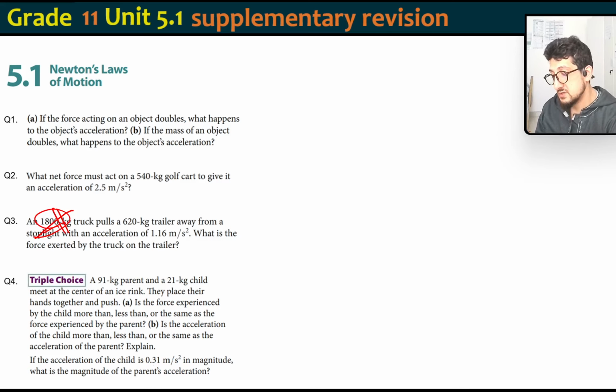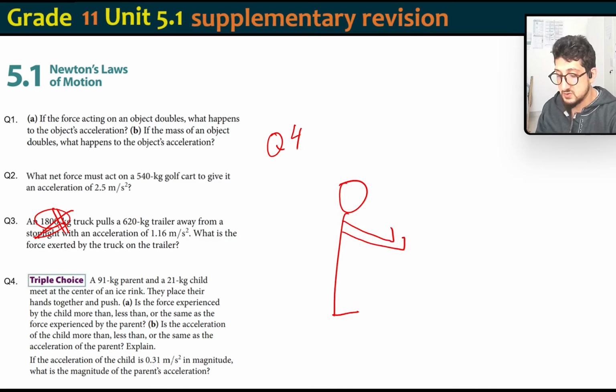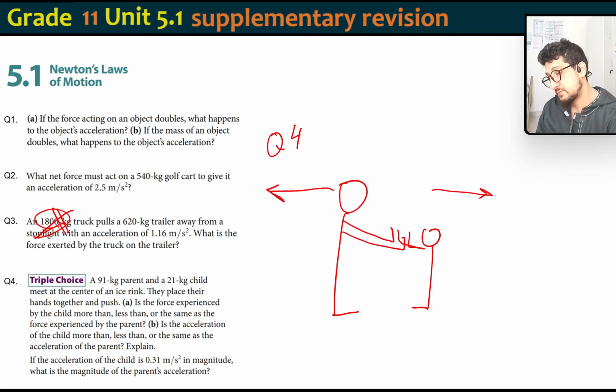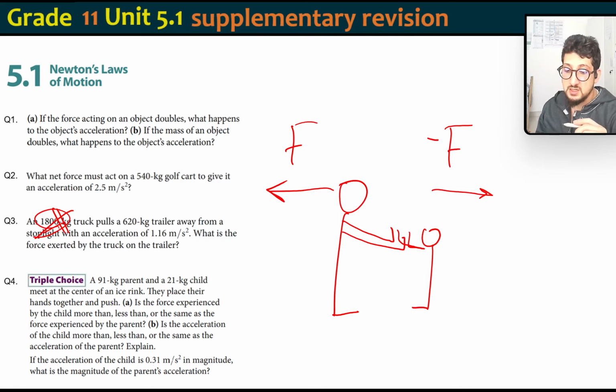Question 4 says, a 91 kilogram parent, this example has come to us so many times, and a 21 kilogram child are sitting in the center of an ice rink. They place their hands together and push, so they push each other apart. Is the force experienced by the child more than, less than, or the same as the force experienced by the parent? Well, I can tell you right now, Newton's third law says for every action there's an equal and opposite reaction. The forces are equal.